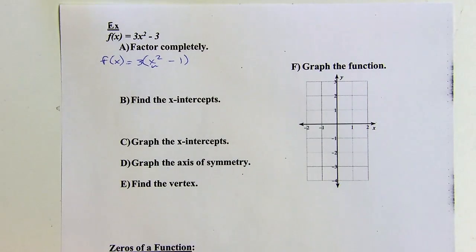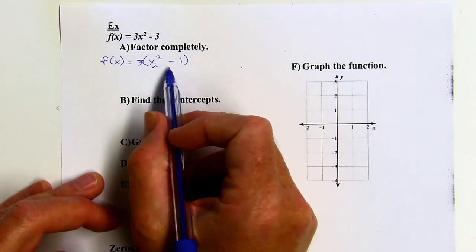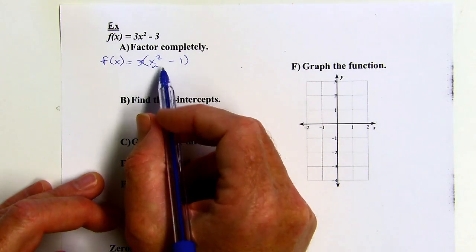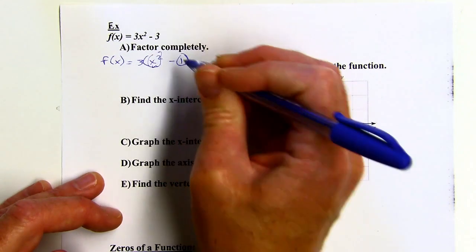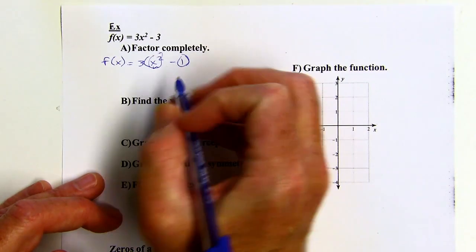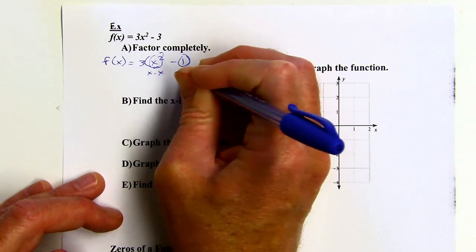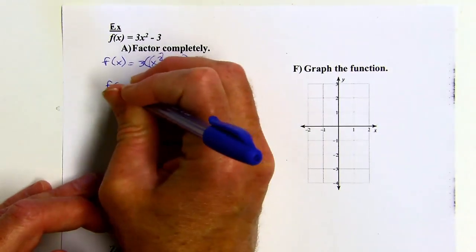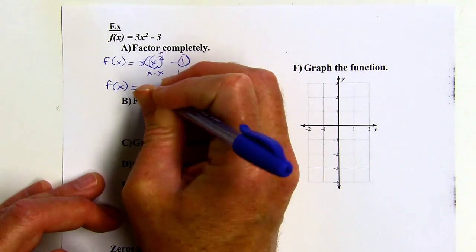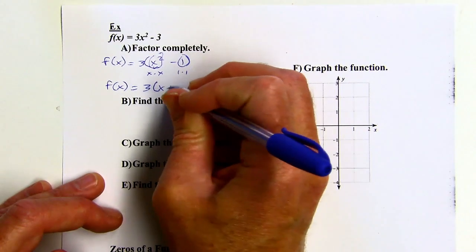Okay, so it's factored now. But is it completely factored? It's not actually, because if you look at this binomial here, we can factor that further. It's a difference of squares. This is a perfect square, and this is a perfect square, and the negative makes it a difference. So x times x is x squared, and 1 times 1 is 1, right? If you remember the pattern of a difference of squares, it's going to factor into x plus 1 times x minus 1.